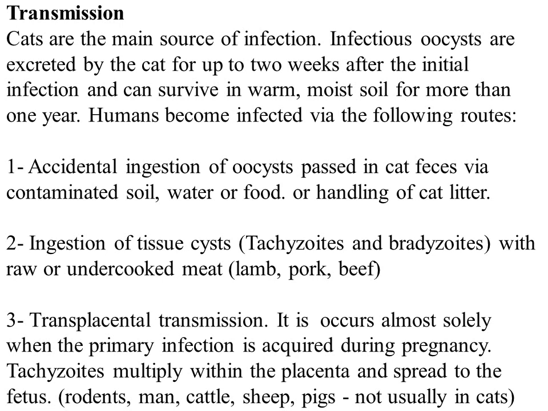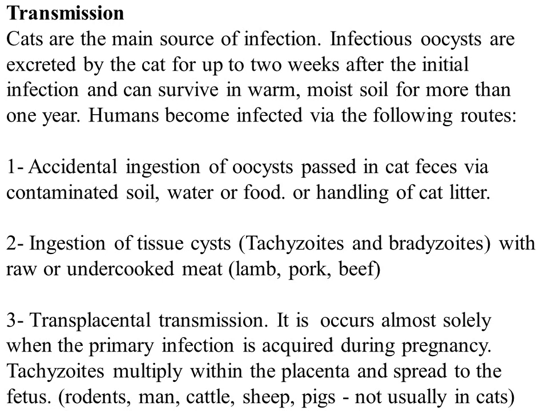Transmission. Cats are the main source of infection. Infectious oocysts are excreted by the cat for up to 2 weeks after initial infection and can survive in warm, moist soil for more than 1 year. Humans become infected via the following routes.